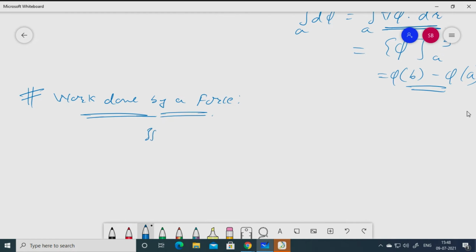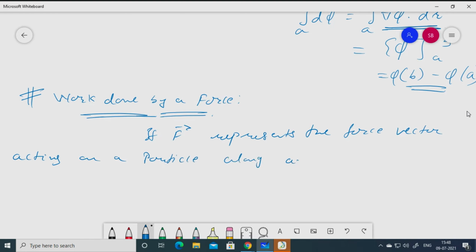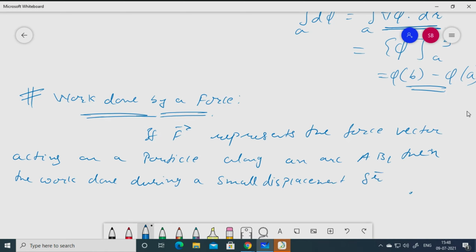So if f bar represents the force vector acting on a particle along an arc AB, then the work done during a small displacement del r bar, something like this, is f bar dot del r bar.